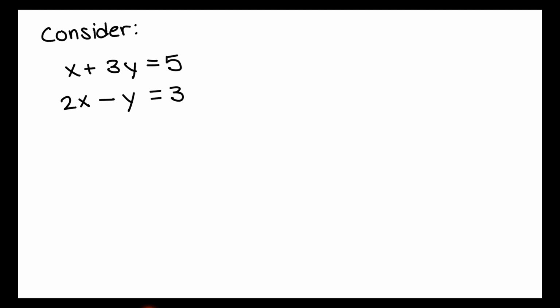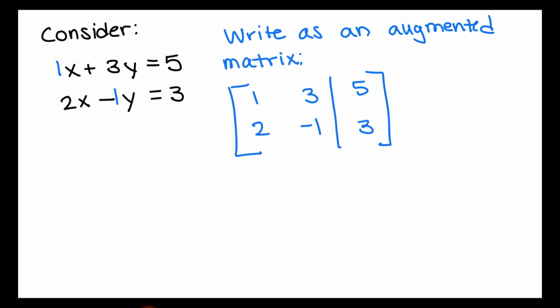We've solved some of these in the previous videos. We learned we could solve by graphing, substitution, or elimination. So let's take a look at the system x plus 3y equals 5, 2x minus y equals 3. We can rewrite this system as what's known as an augmented matrix.